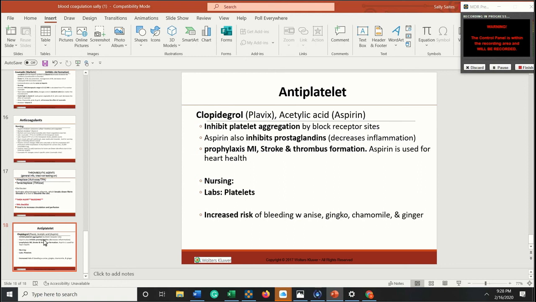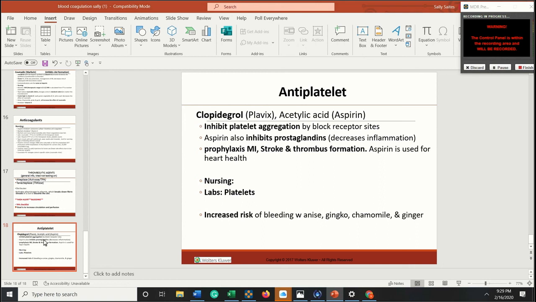So we look at our platelets. If you're going to give something that is an antiplatelet, or even a heparin for that matter, and the platelets are very high, then it would be warranted to give this medication. But if the platelets were very low, then that would mean that they would be at risk for bleeding, and so you're not going to give this medication.